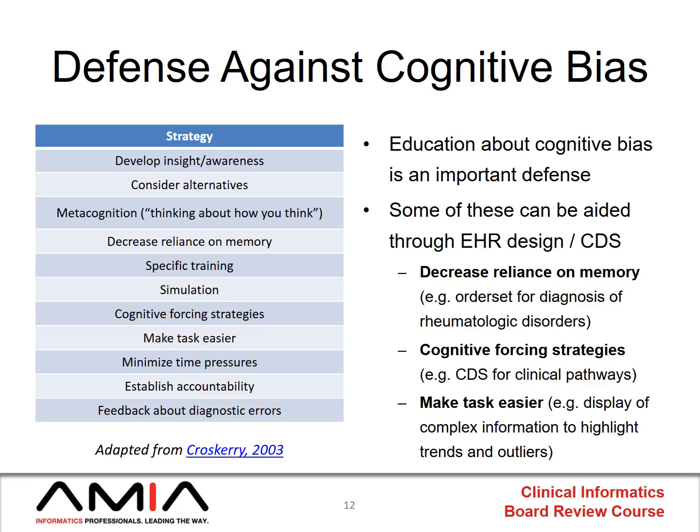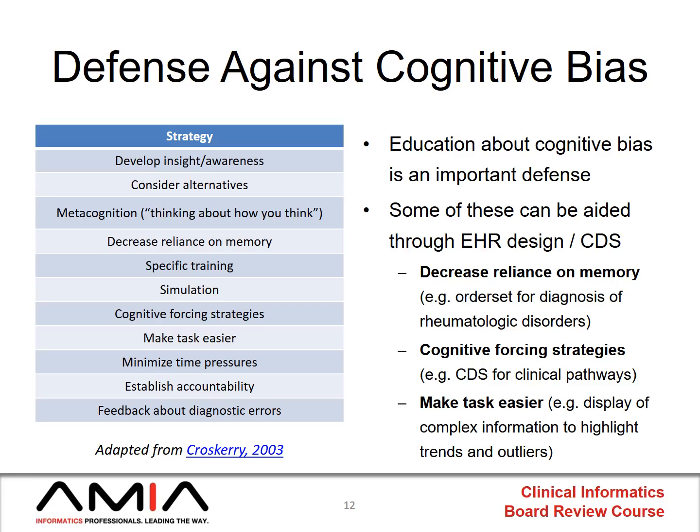There's also a whole list of these that I think are interesting because they are things that we can influence through the design of the electronic health record or through thoughtful use of clinical decision support. So, for example, we use electronic health records very commonly to decrease reliance on memory. And we know that decreasing reliance on memory is a form of defense against cognitive bias.